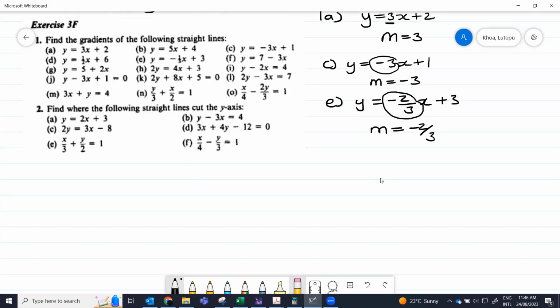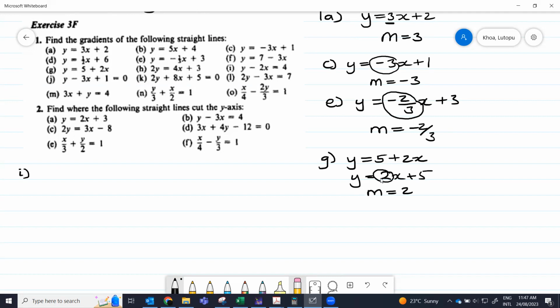Then G, y is 5 plus 2x. So you can write it in standard form. It technically is, because y is the subject of the formula. This is 2x plus 5. So the 2x does not become negative because it's still on the right-hand side of the equation. So the coefficient is 2. That means m is 2.